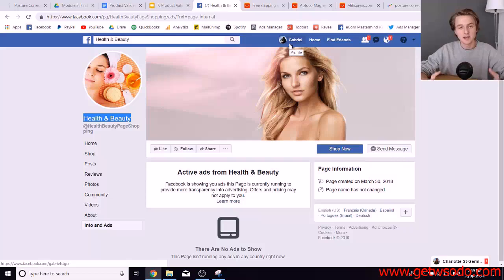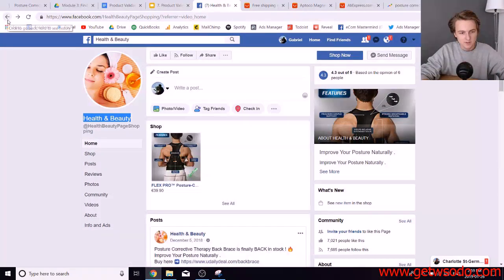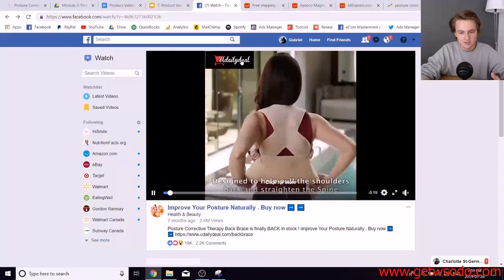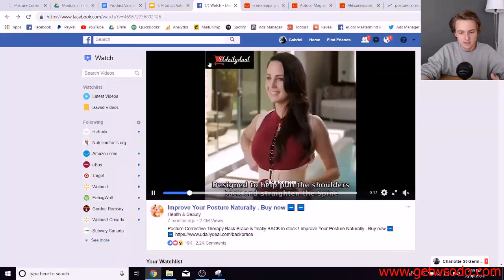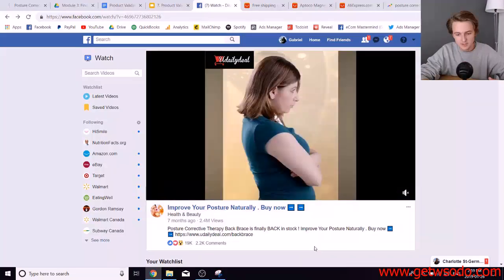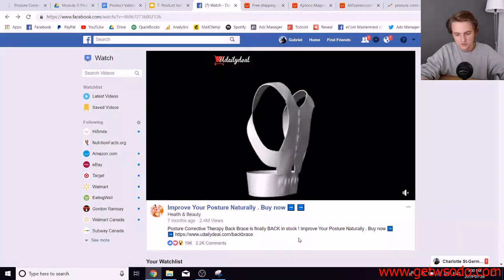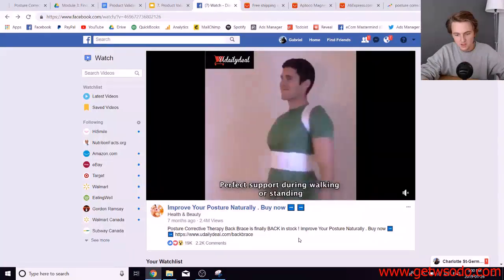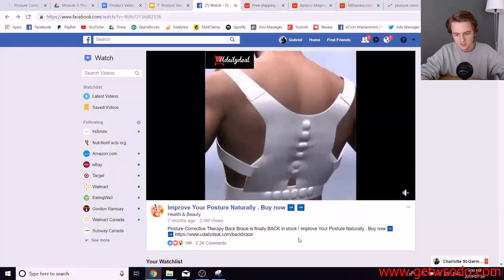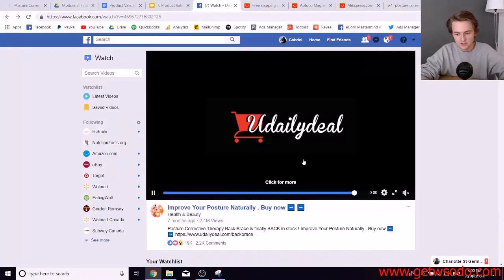But the fact that an ad had been posted 2 weeks earlier for the same product, and I didn't think the ad was that good. That's the other thing, right? It was kind of a low quality ad. It had a logo right here, You Daily Deal, which didn't look nice. The captions didn't really make sense, right? Let's see what it says. Comfortable and light to wear underneath clothes. That's not that bad, but like perfect support during walking or standing. It was just an average ad is basically what I'm saying.